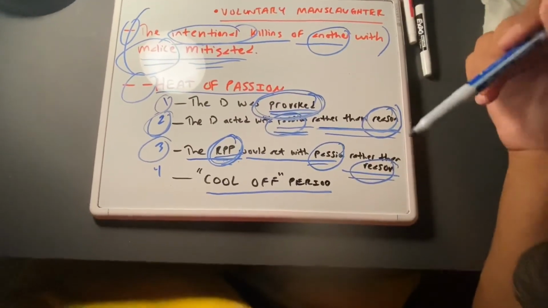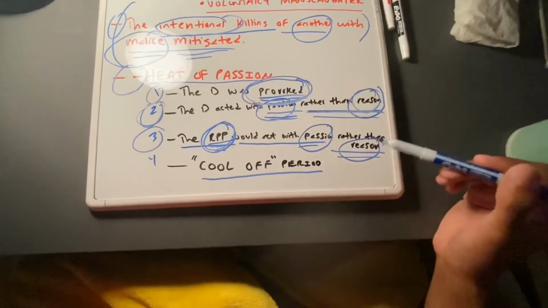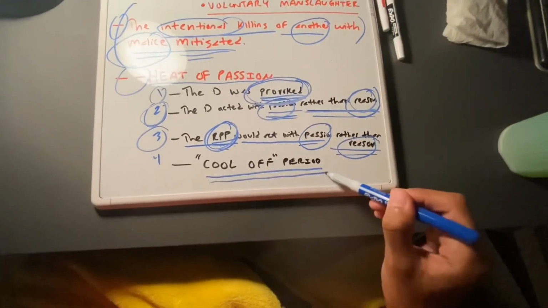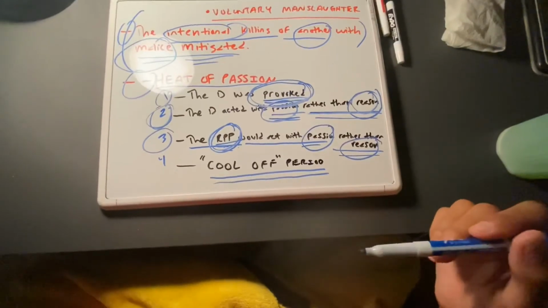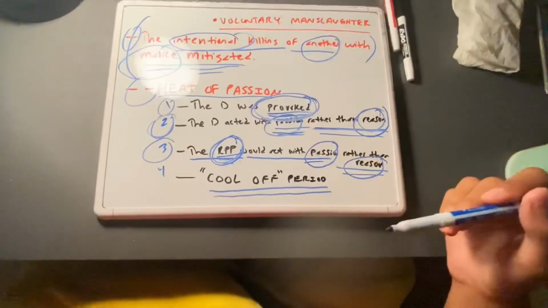And lastly, Israel could not have just seen this happen and walked away, and then a couple hours later said, okay, I'm going to kill this person. I want to kill the man who slept with my wife. He cannot do that. The cooling off period really refers to the fact that the defendant must act passionately in a very quick manner.